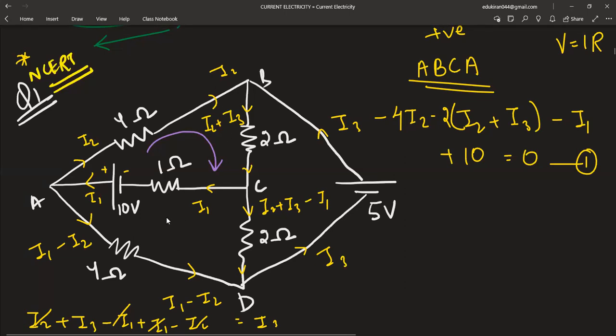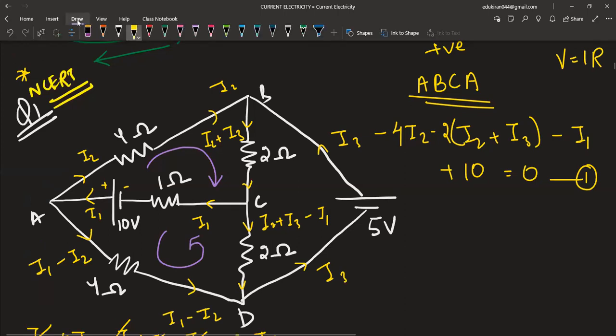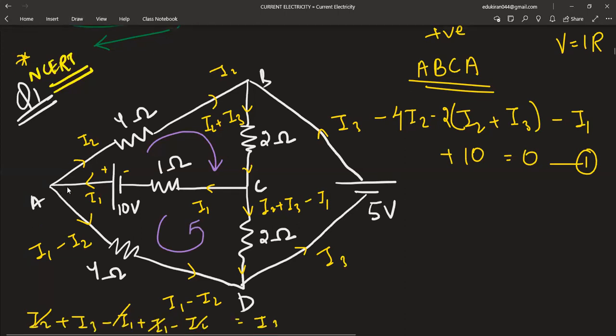Let's move to this loop. Let's take the direction opposite this time so that you have an idea that you can take any direction. So which loop is this? A, C, D, A, right? A, C, D, A. Class, always write the first letter again. Otherwise, your loop will be incomplete. It won't be a loop. It would be a straight open circuit.